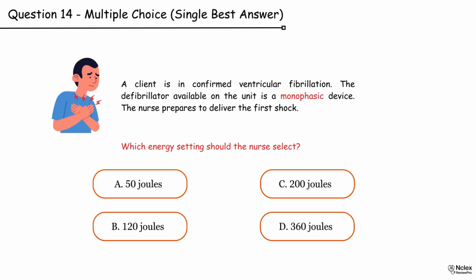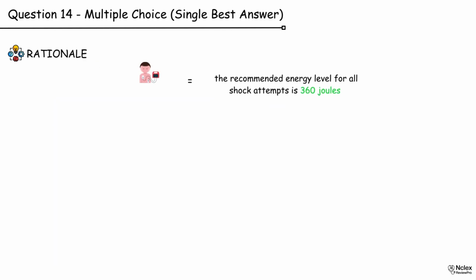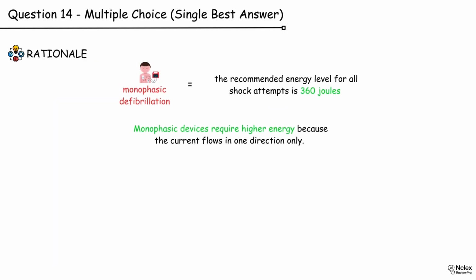The correct answer is D. 360 joules. Now let's reinforce why. For monophasic defibrillators, the recommended energy level for all shock attempts is 360 joules, every time. Monophasic devices deliver current in one direction only. Because of that single directional flow, a higher energy level is required to effectively depolarize the myocardium.